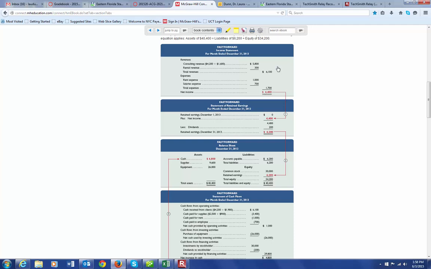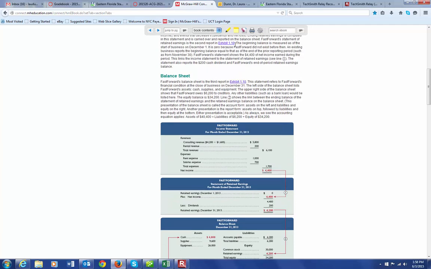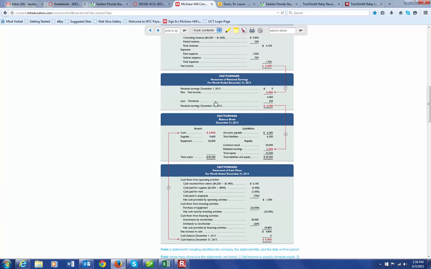Now once you have the income statement, you can then move to your retained earnings statement. Now we're assuming that this company had no retained earnings at the beginning of the period, and that would have been explained up here. The net income for the period. Now we've taken revenue minus expenses, so this is our net income. So we now add to that $4,400.